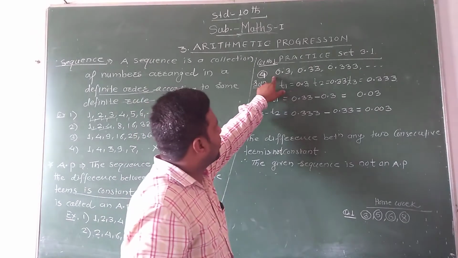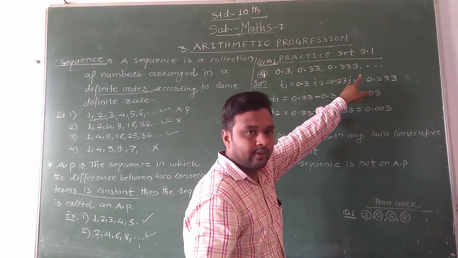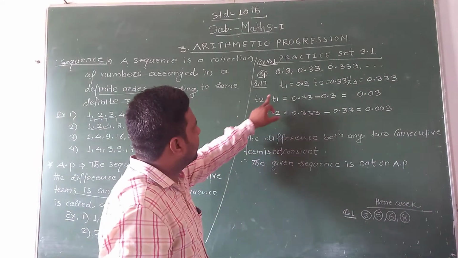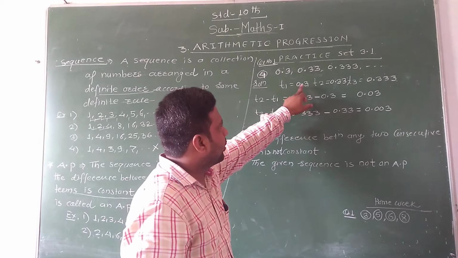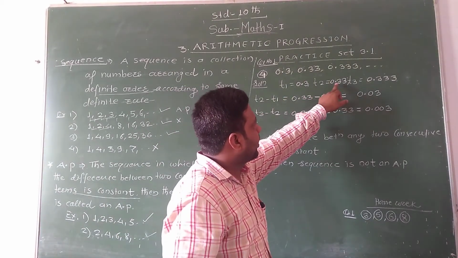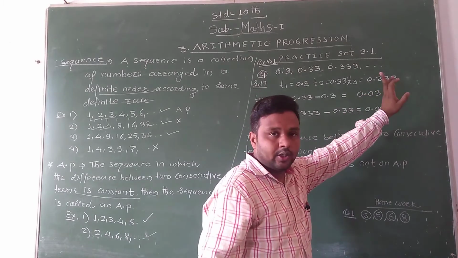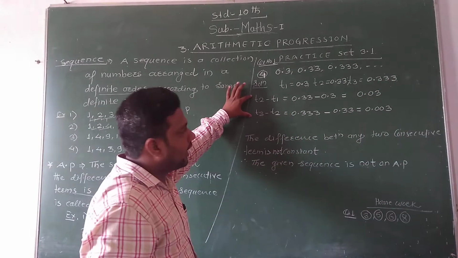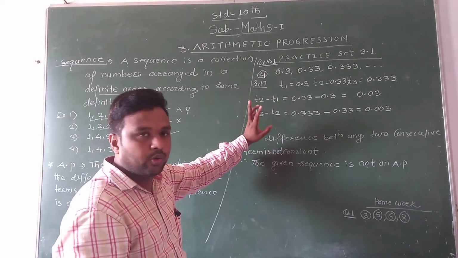In this sequence 0.3, 0.33, 0.333. Okay. This is the sequence given. First here we represent the terms of the sequence. T1 is 0.3, T2 is 0.33, third term T3 is 0.333. Okay. Here we find out the common difference.